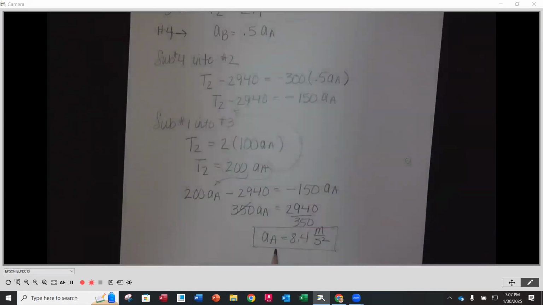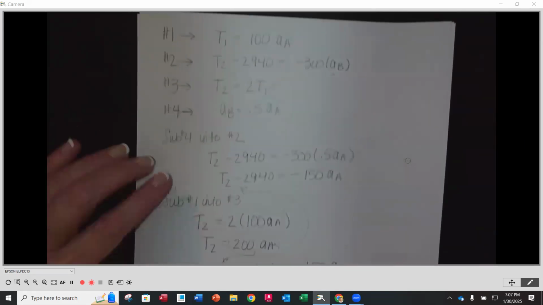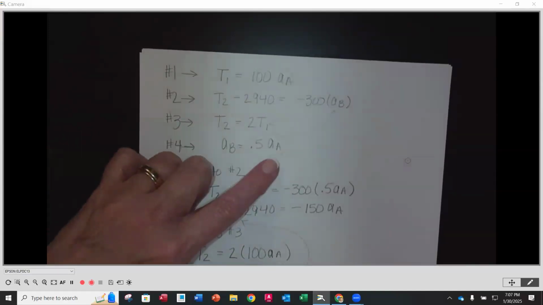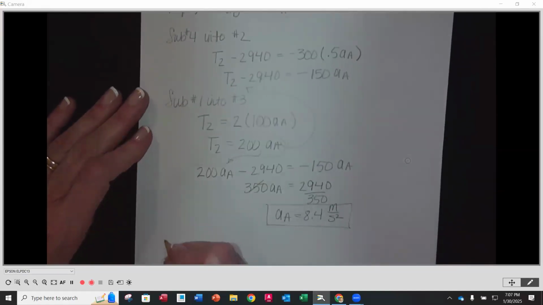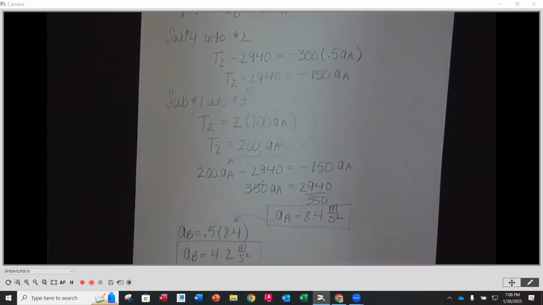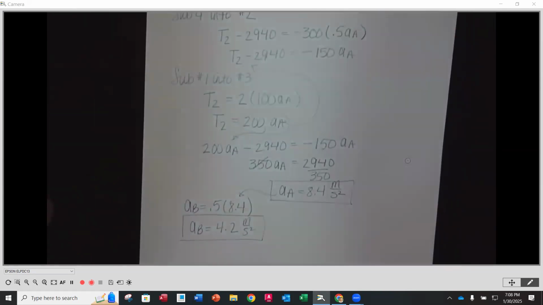So to get the acceleration of B, I'm simply going to use equation number 4 here, substituting in our value of 8.4 for that acceleration of A. So we've got AB is equal to 0.5 times 8.4 meters per second squared. So that was the acceleration of A. So our acceleration of B is going to be 4.2 meters per second squared. Remember to put your units on your final answers, and this certainly is a final answer.